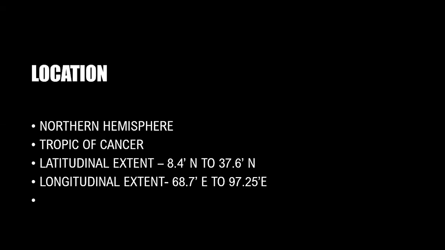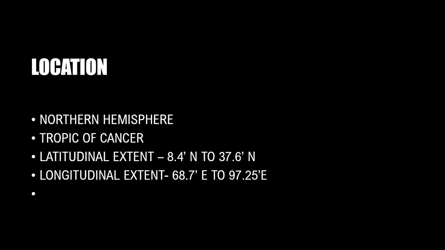The longitudinal extent of the country is 68 degrees 7 minutes east and 97 degrees 25 minutes east. Now, the Tropic of Cancer, that is 23 degrees 30 minutes north, divides the country into two almost equal parts. We know this now? All right, so this is all the things you should know for the location of India.